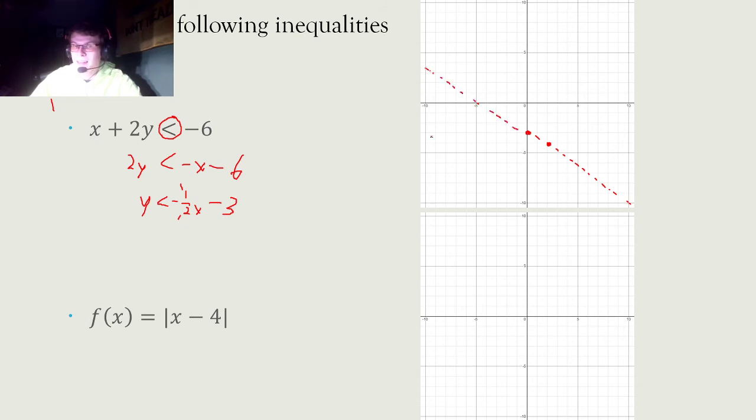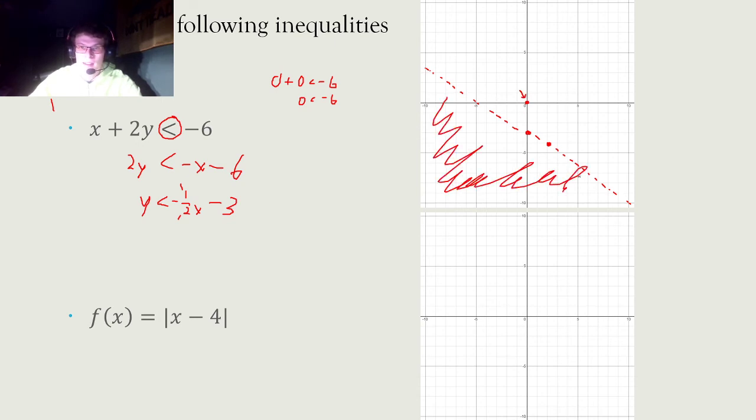But if the line's not the solution, then what is? Anything less than the line. But in order to figure out what solution that is, we have to test this equation with a test point. Our test point is going to be 0, 0, the origin. So let's test it. 0 plus 0 is less than negative 6. Is 0 less than negative 6? The answer is no. So that means the origin is not part of our solution set. So everything else on the other side of the line that doesn't include the origin is part of our solution.